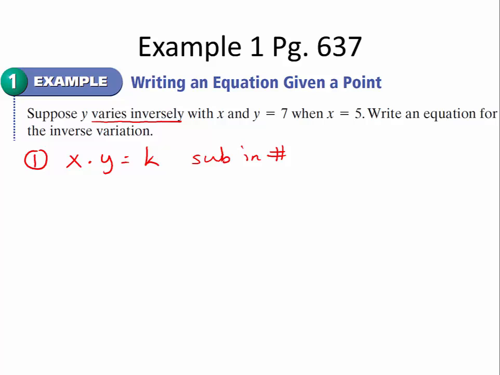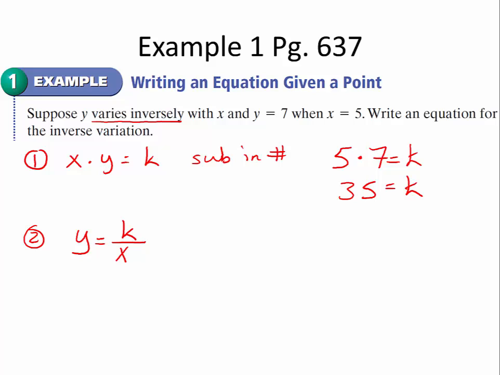What is x? It is 5. What is y? It is 7 equals k. 5 times 7 is 35. Congratulations, you just found your k. Step 2. Now you're going to use the inverse variation equation where y is alone. Y equals k over x.